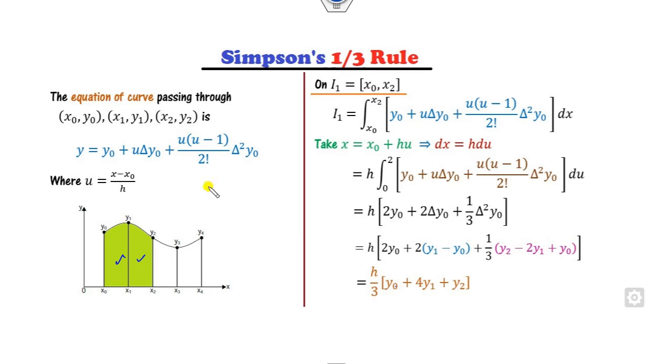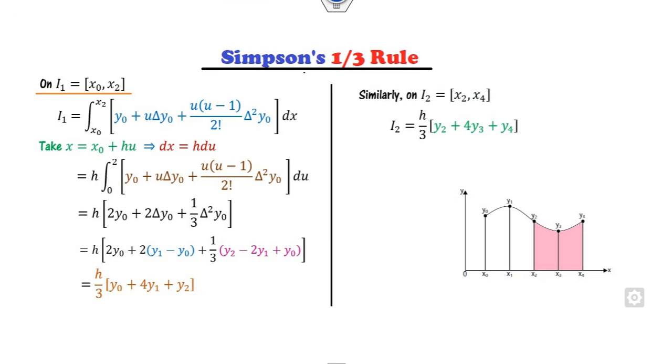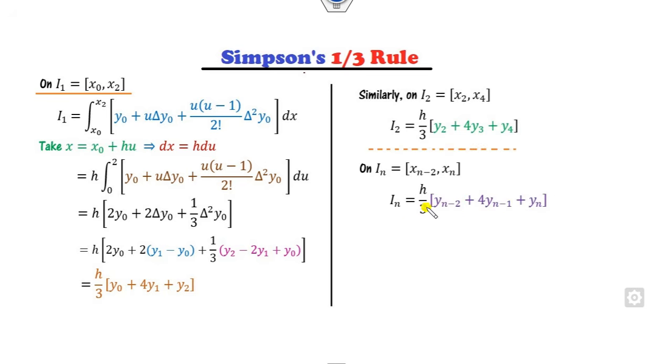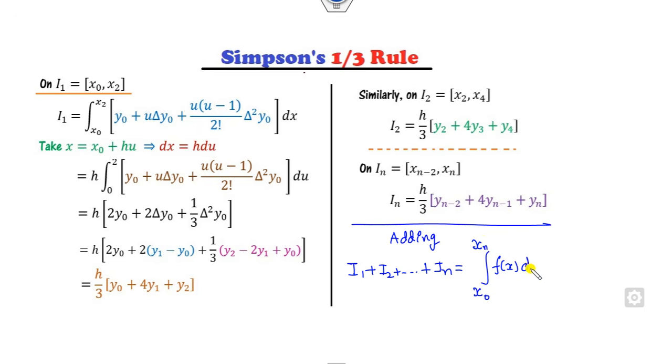Similarly, I can find the integration from x2 to x4. What is the replacement? Instead of the y0, it is my y2. Instead of the y1 is the midpoint of this, and so on. Similarly, we can find it for the remaining parts. So if you add them, you can get here. Now by adding all these values, the left hand side is I1 plus I2 up to In. What is that? This is the integration of x0 to xn f(x) dx.